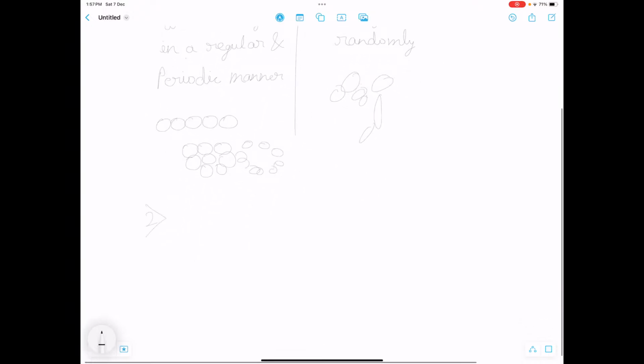Now second point. They have sharp and characteristic melting point. Now let me check what it means.